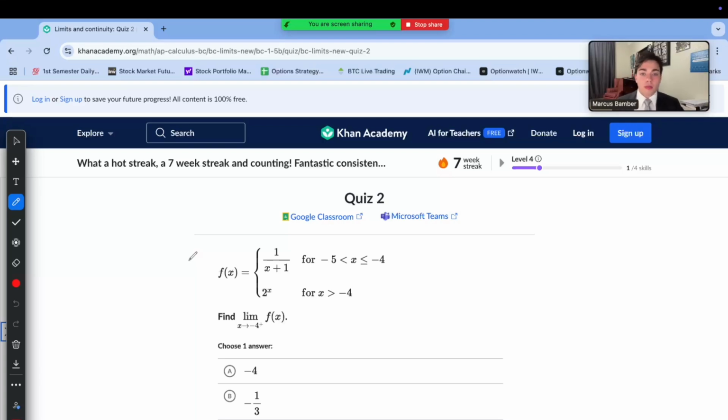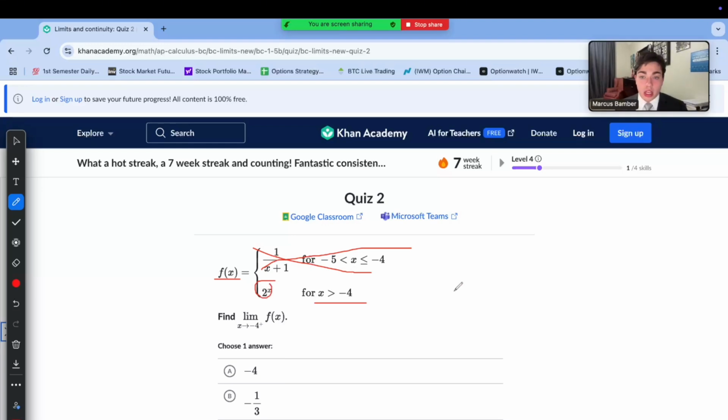Let's go ahead and get started with this first question here. So we can see that we're trying to find the limit of f of x, which is a piecewise function defined by these two different functions right here, as x approaches -4 from the right. This is very important already, because from the right, that's only going to be values where x is greater than -4. Those are the values to the right of -4. So we don't even have to worry about this left side of the piecewise. We only need to analyze the limit of this function right here, our 2 to the power of x.